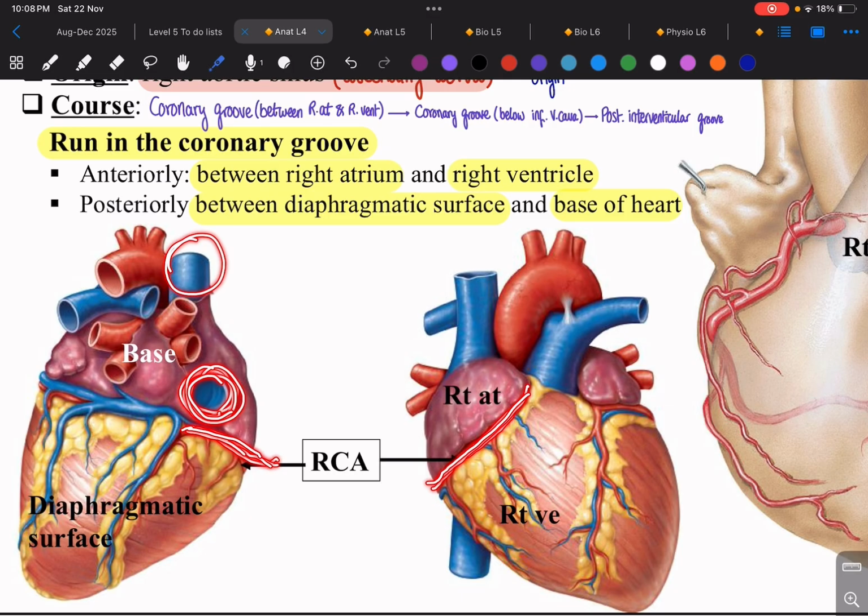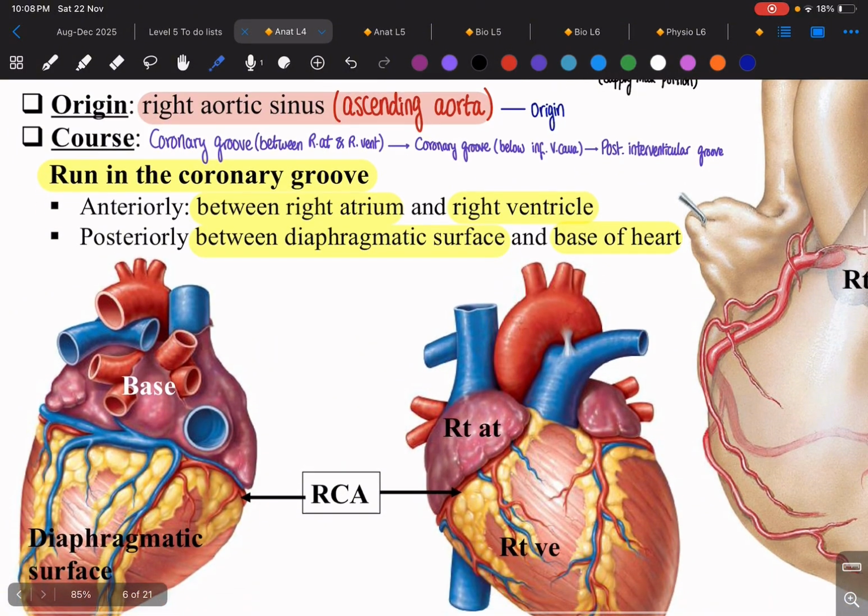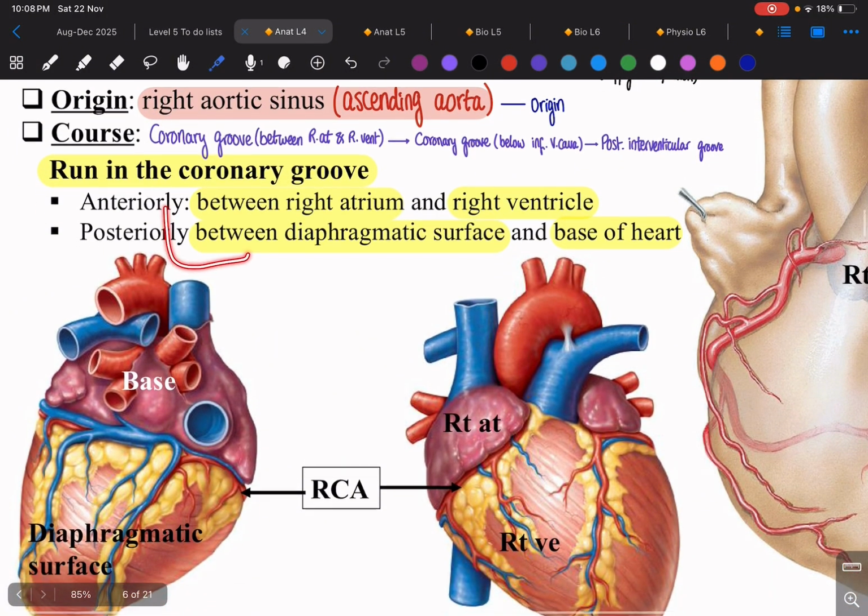Then where does it go? Okay, it leaves the coronary groove. It goes to the posterior interventricular groove. This is the posterior interventricular groove between the left ventricle and the right ventricle. Okay? So this is the course of the right coronary artery. This is everything we just said.